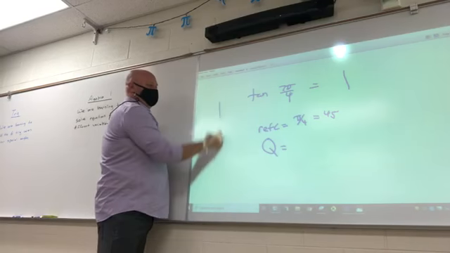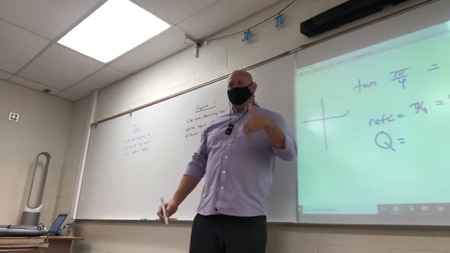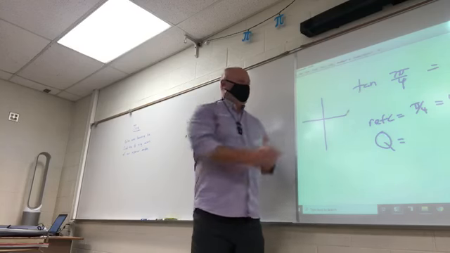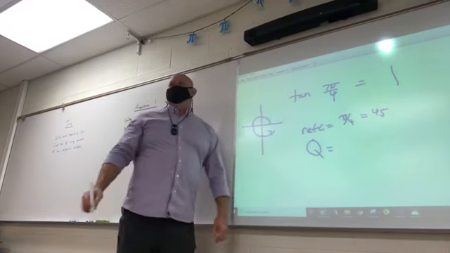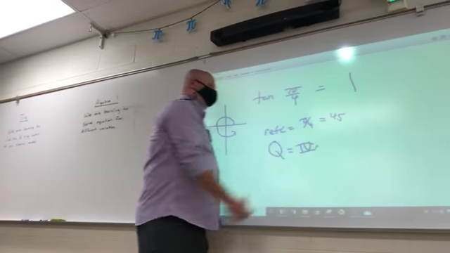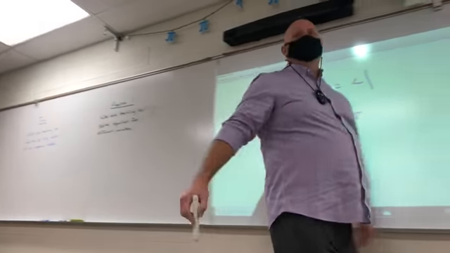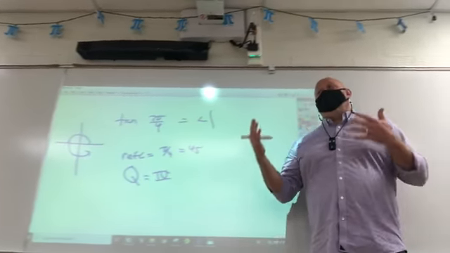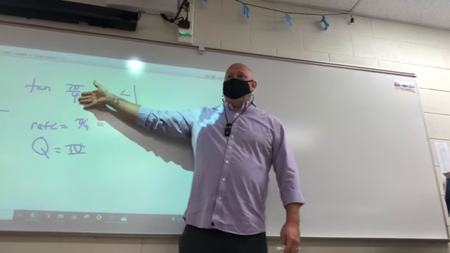And then I got to figure out the quadrant. Well, 7/4. Isn't 7/4 almost 2? Because 8/4 would be 2, wouldn't it? So this is almost all the way around. But it's a little shy. So I'm in the 4th quadrant. Tangent in the 4th quadrant is negative.